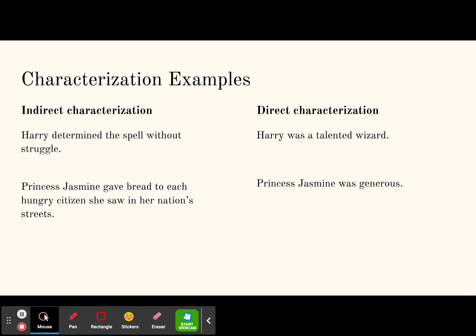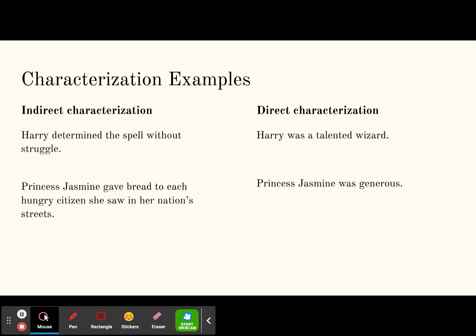Indirect would be Princess Jasmine gave bread to each hungry citizen she saw in her nation's streets. So from this, readers would infer she's kind, she's generous, she's outgoing, but it is not directly stated by the author. The author is having the audience infer this from, in this example, her actions. And then the direct characterization form of this would just be Princess Jasmine was generous. Just the author directly telling the audience who the character is.